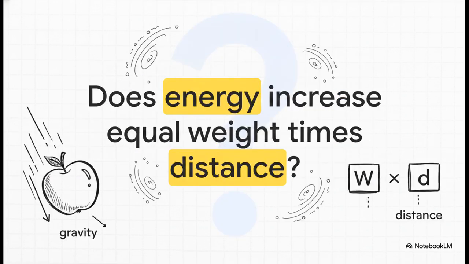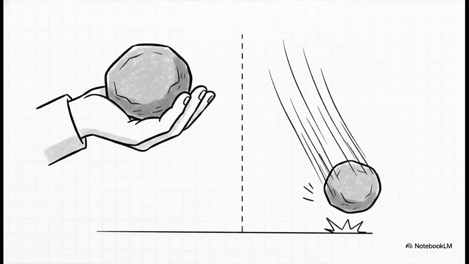Let's try one more. True or false? The kinetic energy increase of a falling object acted on only by gravity is equal to its weight multiplied by the distance it falls. Think back to the work-energy theorem and how mechanical energy transforms. And the answer is true.